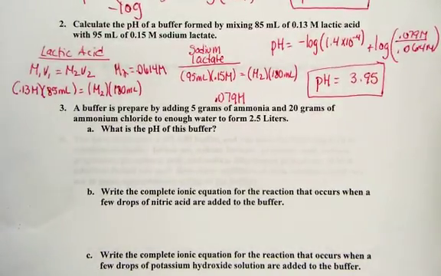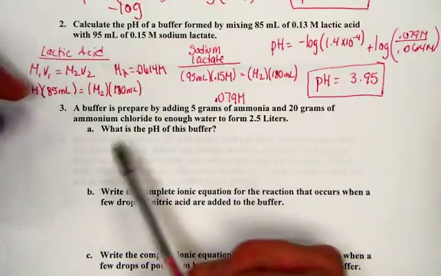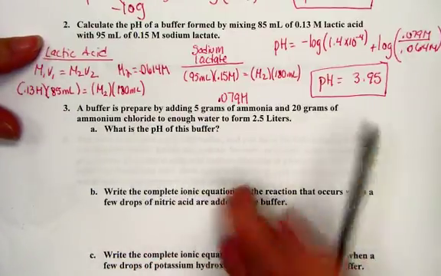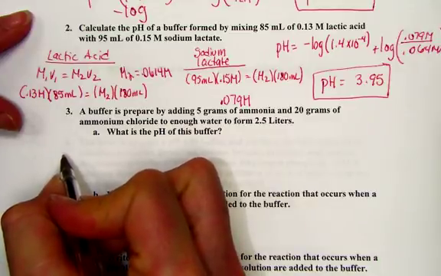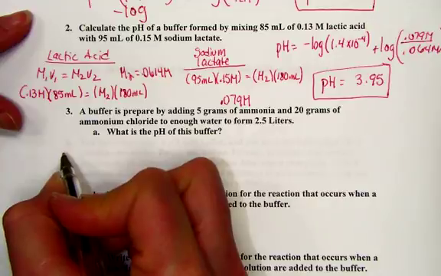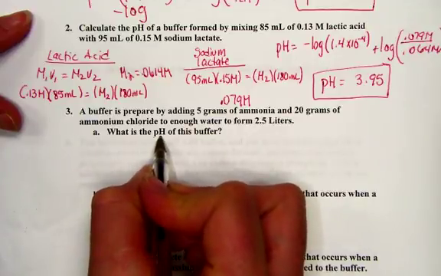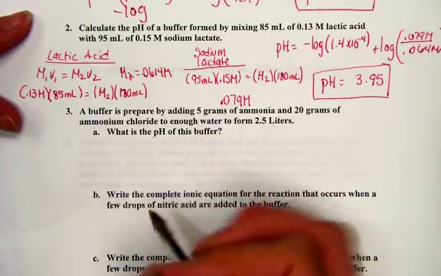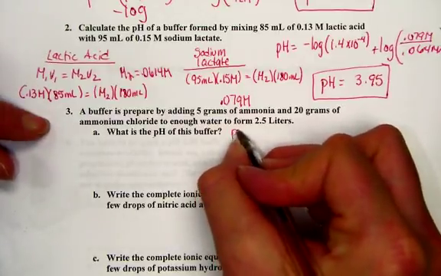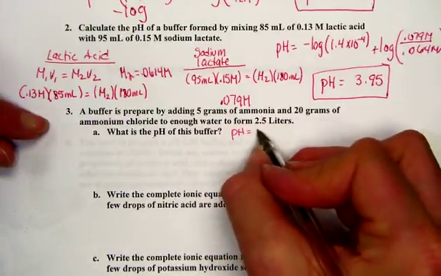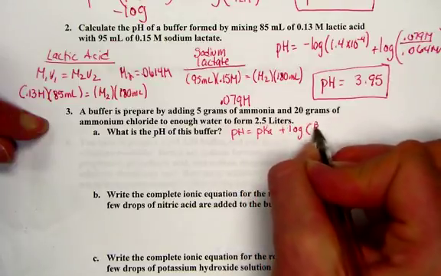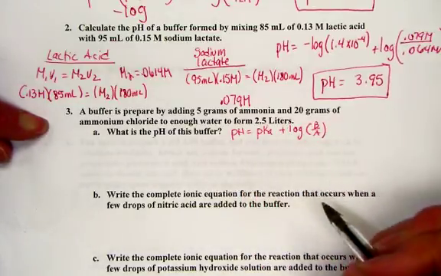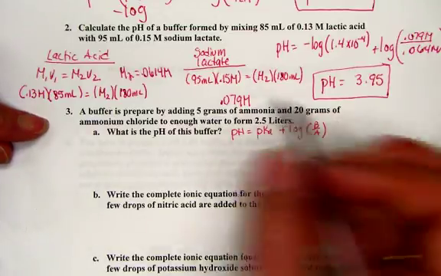Our third question on our buffered worksheet reads, a buffer is prepared by adding 5 grams of ammonia and 20 grams of ammonium chloride to produce enough water to form 2.5 liters. We'd like to know the pH of our solution. So, knowing that, we'll need the Henderson-Hasselbalch, that pH is equal to pKa plus the log of the ratio of base over acid. We have some molarity work to do.